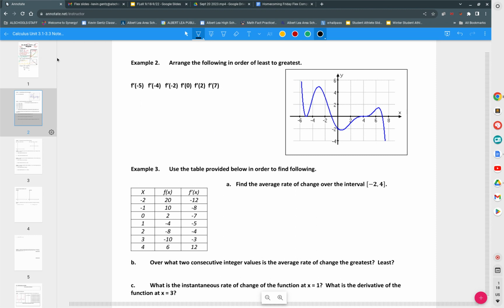Example 2, arrange those in order of least to greatest. Go ahead on your own, see if you can think those through. Check with your partner, see if you can arrange them least to greatest. Okay? Do your best. Go.